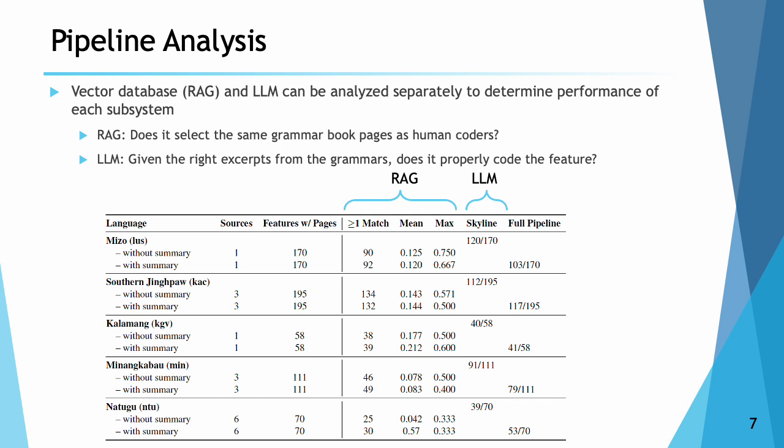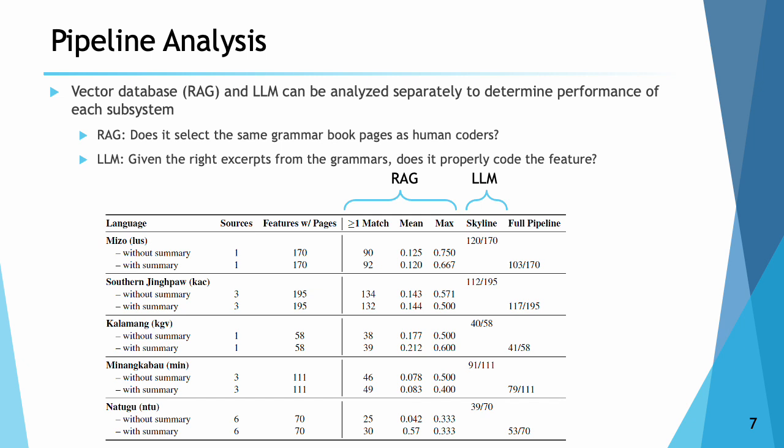For RAG, we can analyze whether the system selects the same pages that the human coders used. So when the coders determine feature values, they are encouraged to include both the reference book and the page numbers used to determine the value. For the features that have page numbers identified, we can evaluate the similarity with the pages retrieved via vector search.